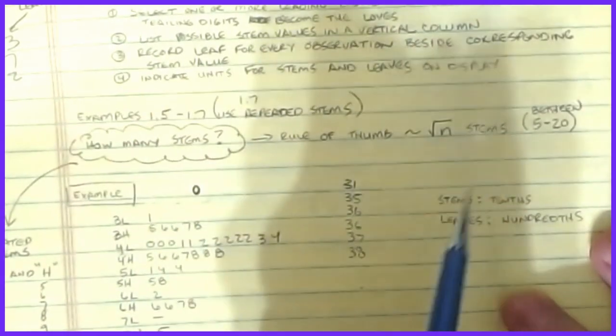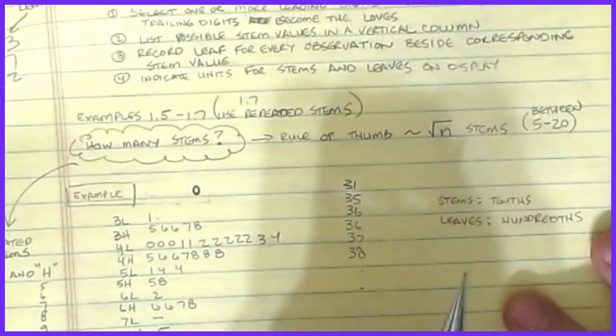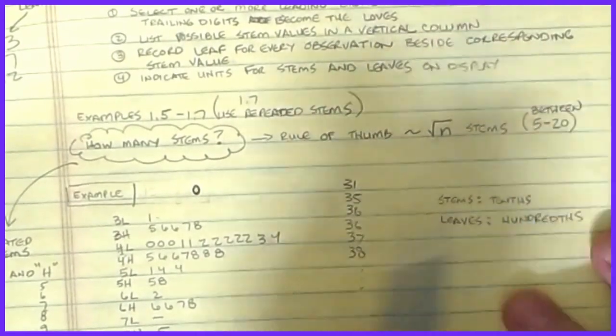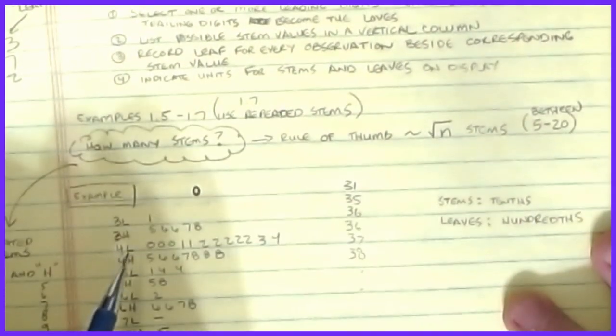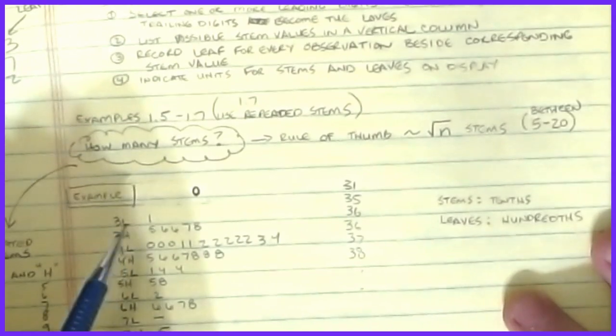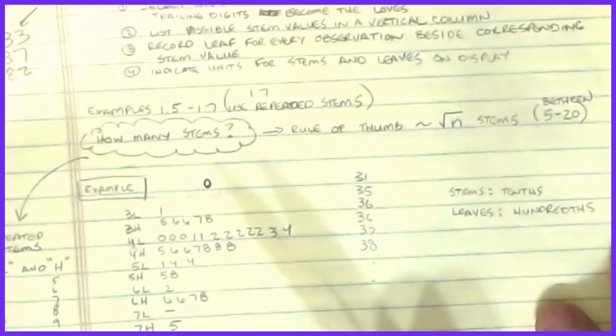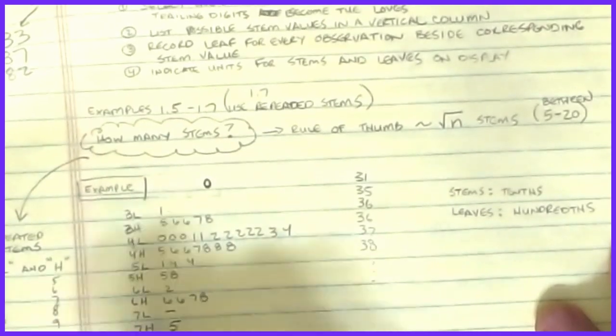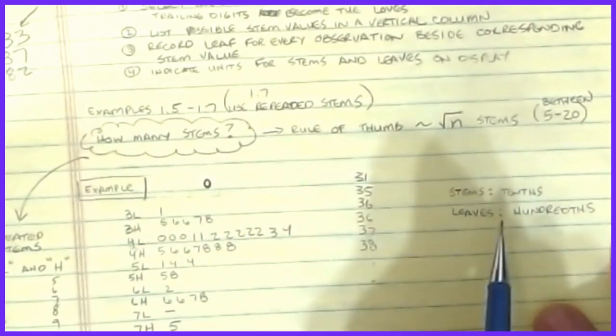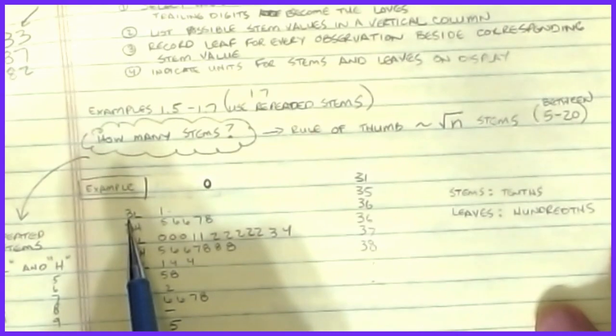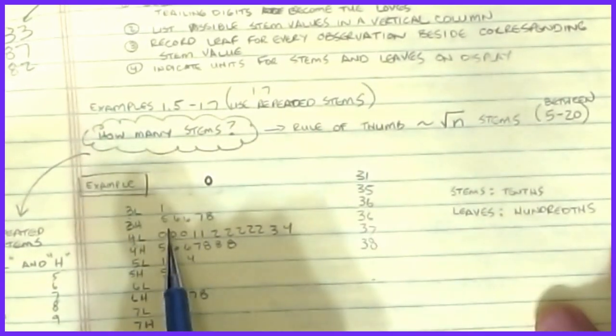Because somewhere between 5 and 20 is generally a nice number. You don't want to have one group because then all the data is in that one, and you don't want to have 1,000 groups because then it's so spread out you can't see any of the trends or the groupings on those kind of things. All right, so for this particular example, what we did is we set our stems to be our tens column, and we set our leaves to be the unit numbers associated with that.